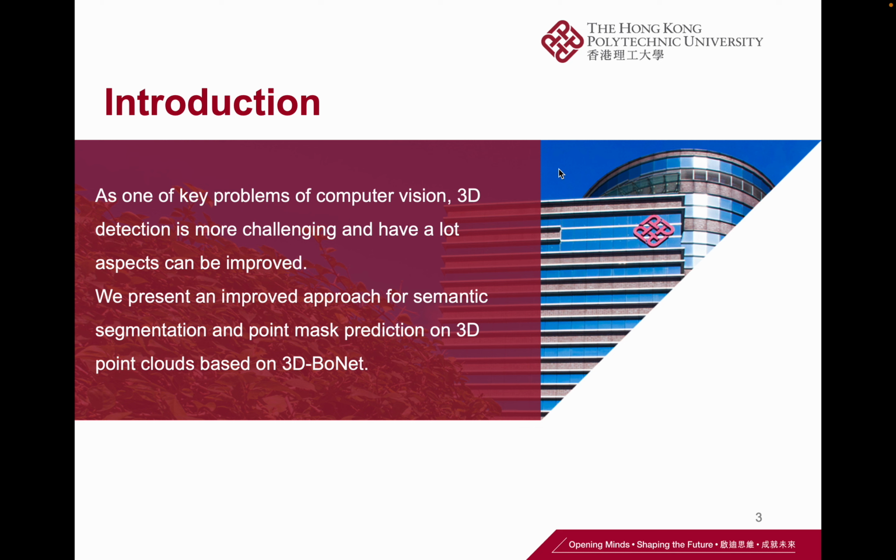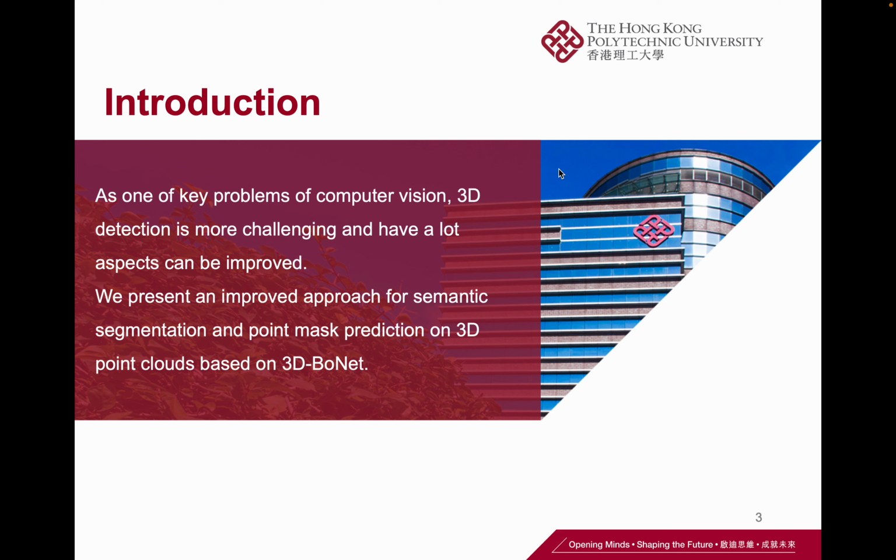We present an improved approach for semantic segmentation and point mask prediction on 3D point clouds based on 3D BoNet. Our approach follows the per-point multi-layer perception design philosophy and comprises a backbone network followed by a semantic segmentation network and the point mask prediction network.